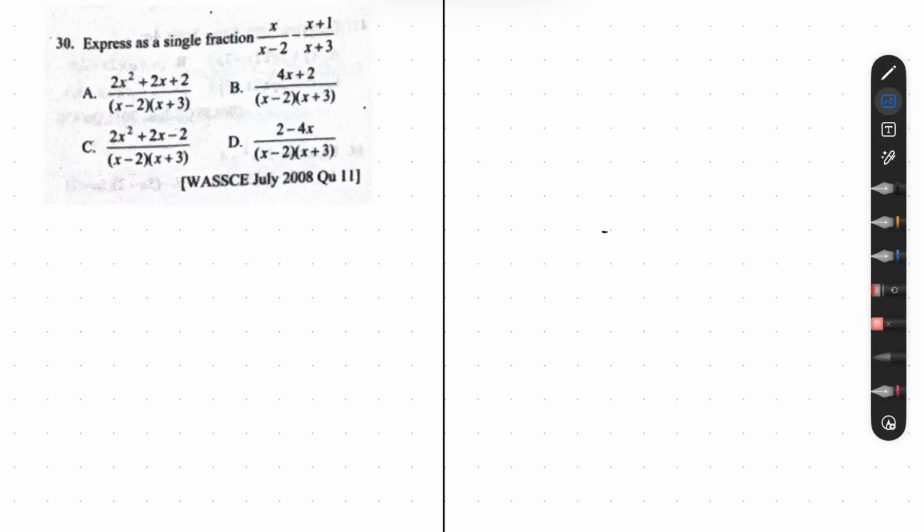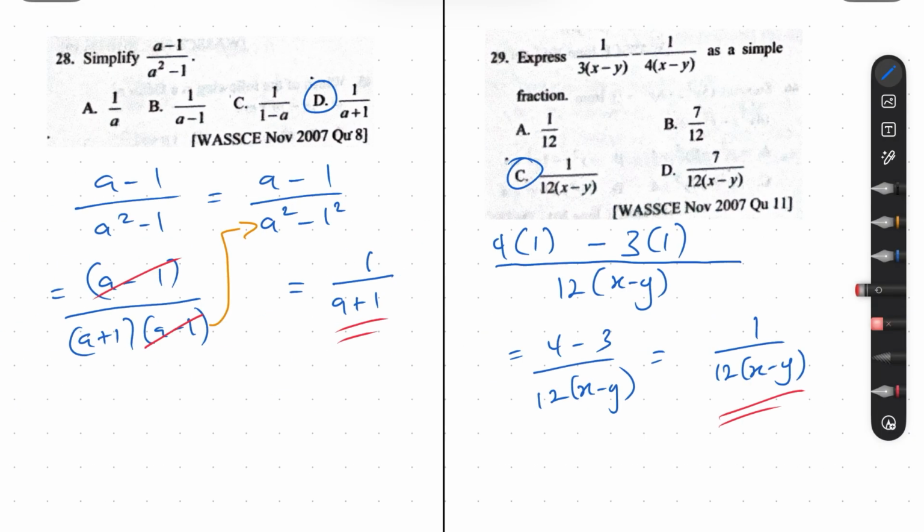Alright, welcome to the next session in this series. In this session, we start with question number 30. In the previous session, we ended on question number 29.